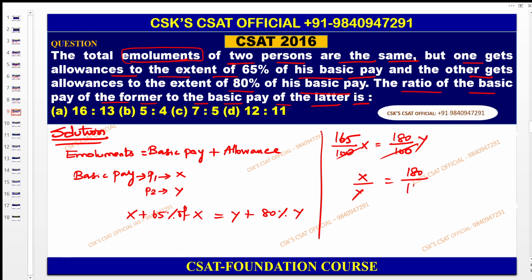180 by 60, 165. 15 table you can cancel here. 12 times here, 11 times here. So answer for this question is 12 is to 11. Anybody having doubt here? If you're having doubt, you can ask, or else we'll move on to the next. Shall we move on to the next? Okay, fine.